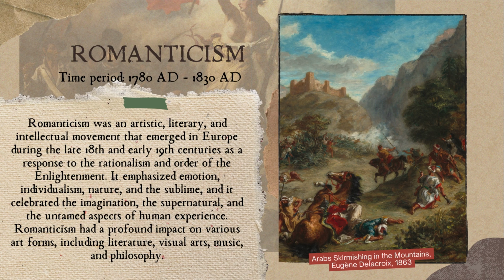Romanticism was an artistic, literary, and intellectual movement that emerged in Europe during the late 18th and early 19th centuries as a response to the rationalism and order of the Enlightenment. It emphasized emotion, individualism, nature, and the sublime, and it celebrated the imagination, the supernatural, and the untamed aspects of human experience. Romanticism had a profound impact on various art forms, including literature, visual arts, music, and philosophy.